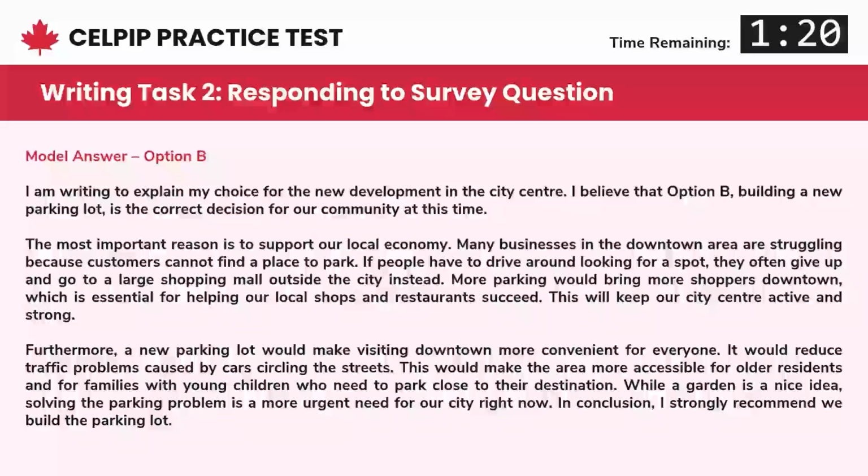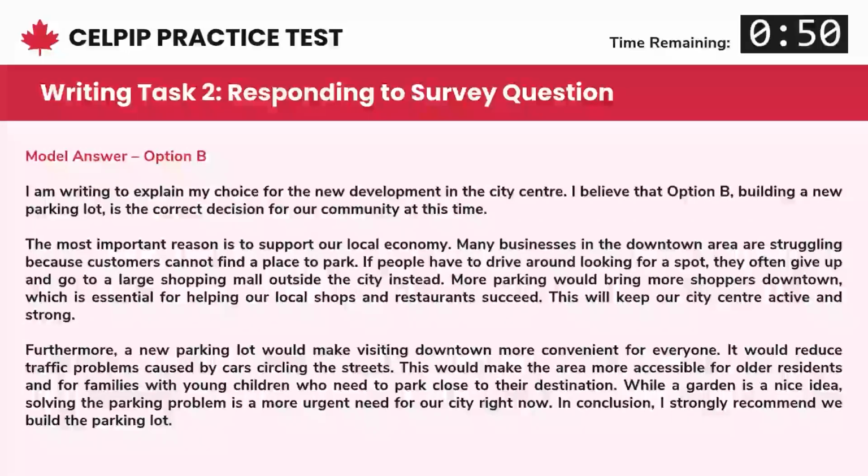This sample answer for option B provides a good example of how to explain your choice clearly. You can pause the video at any time if you need to review the text. The response immediately declares its preference for the parking lot in the introduction. It then supports this choice with two strong arguments. The first is the need to support our local economy, and the second is to make downtown more convenient for everyone. Providing clear, distinct reasons is key to a good score.